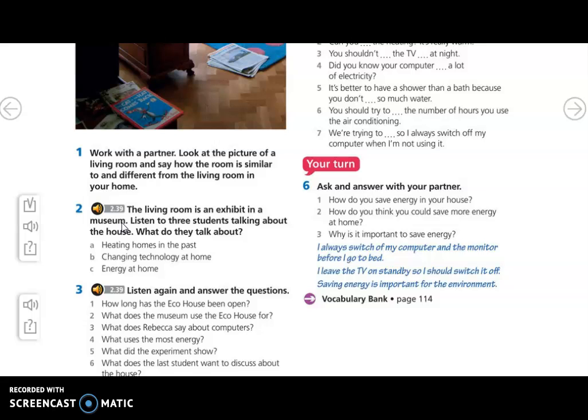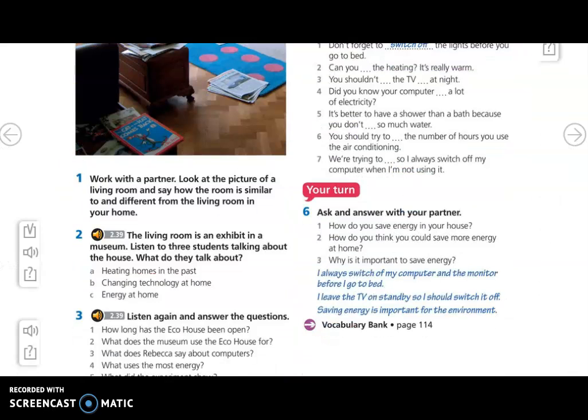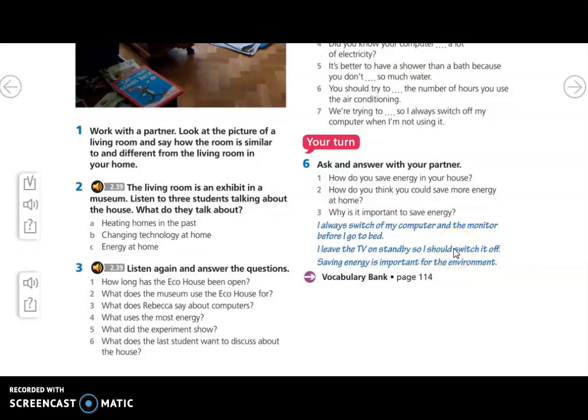The living room is an exhibit in a museum. Listen to 3 students talking about the house. What do they talk about? So you're going to listen to a conversation between students. Then we'll answer, what do they talk about? Do they talk about heating homes in the past, changing technology at home, or energy at home? Please listen carefully. CD 2, Track 39. Listen to the class presentation.